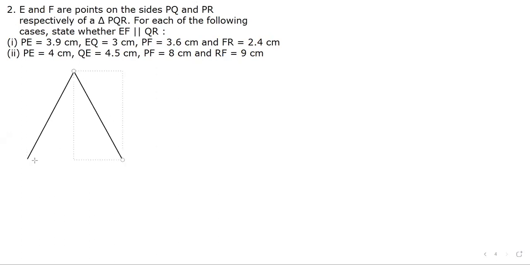So case 1, draw the triangle PQR. E and F are the points on the sides. So this is P, Q, R. E and F are on PQ and PR. Let me check. PE 3.9, EQ 3, PF 3.6, FR 2.4. Should I take PE upon EQ is equal to PF upon FR? No. I cannot take.